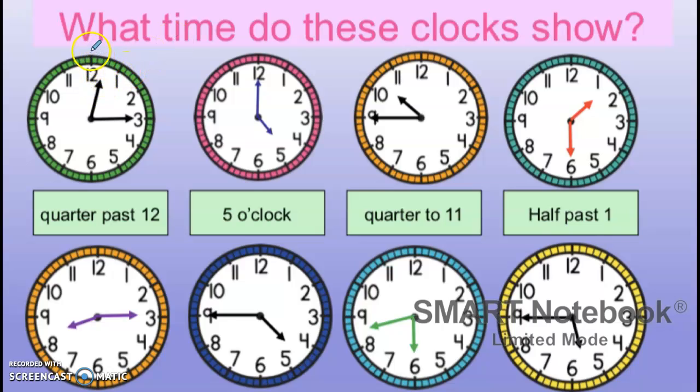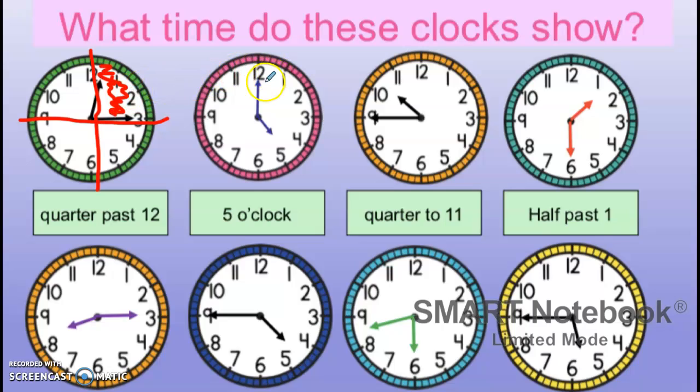So we're going to look at the green clock first. I'm going to partition this into fourths, okay? So we're going to see that this has already been a quarter past. So it's a quarter past what time? It's about to be 1, but it's not 1 yet. So it's a quarter past 12.